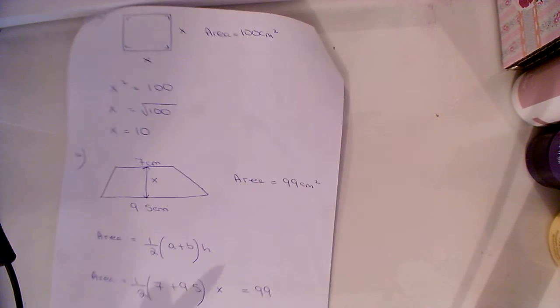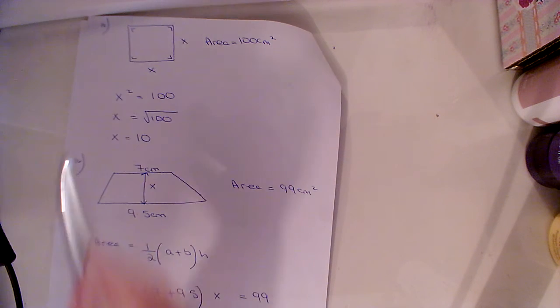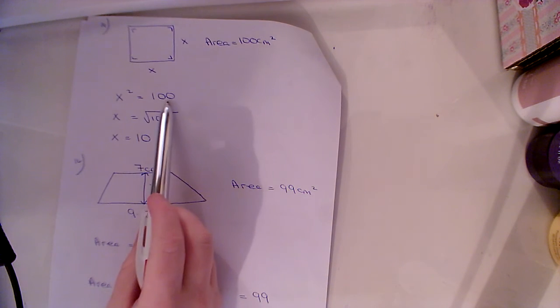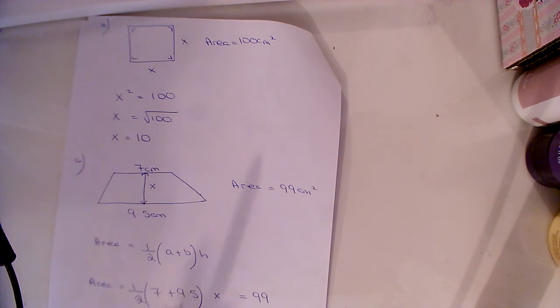Part 3, I have a square, so my formula for the area of a square is L squared, so in this case it's x squared is equal to 100. I have x then is equal to square root 100, x is equal to 10.